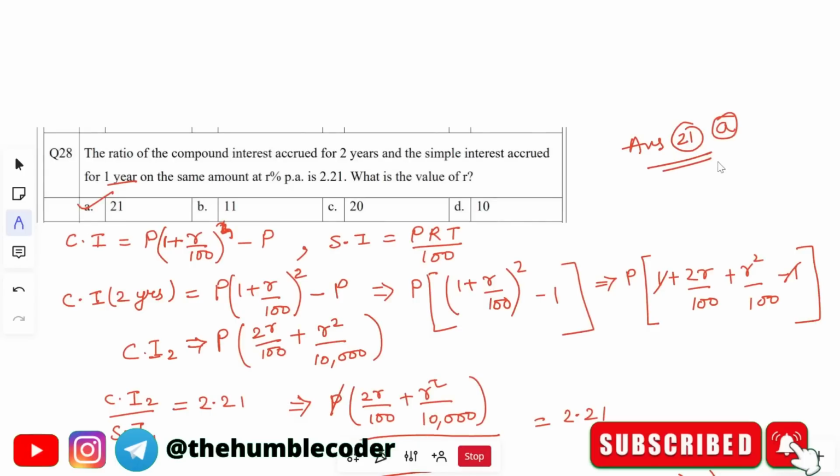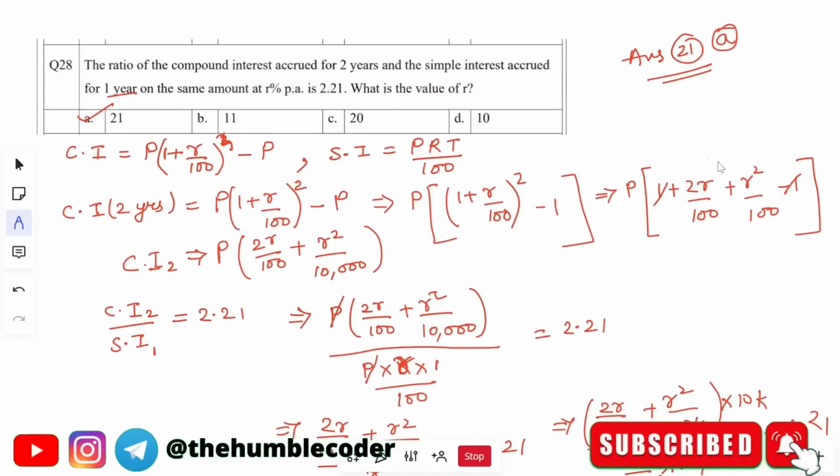Hope you have understood it. If you have any doubts at any point, you can ask in the comment section. Let's now move on to the next question.